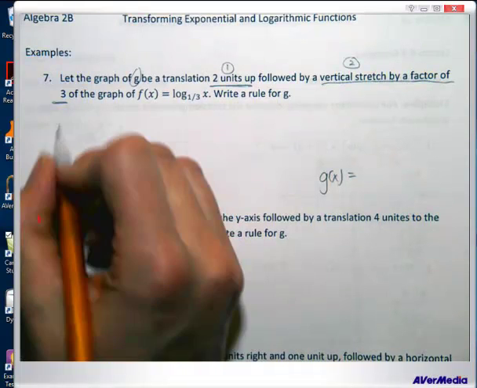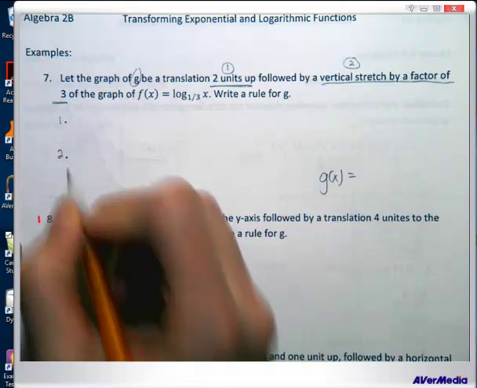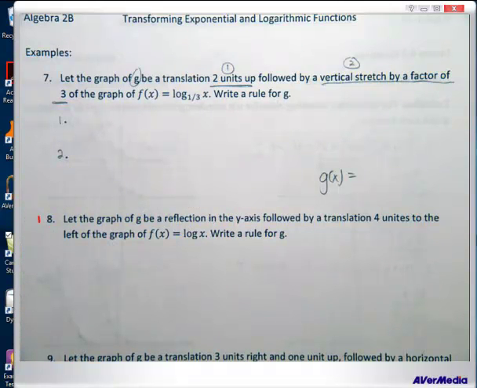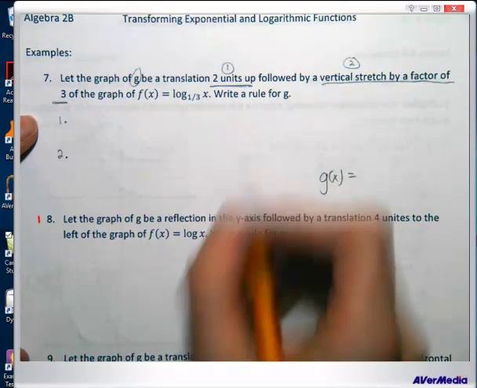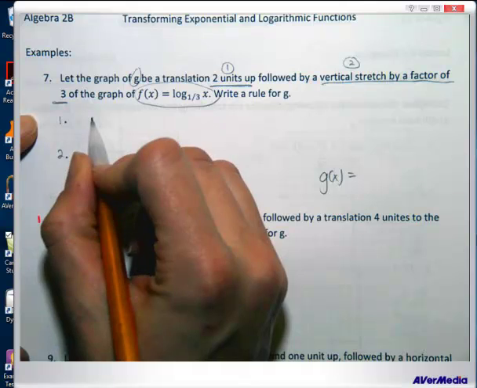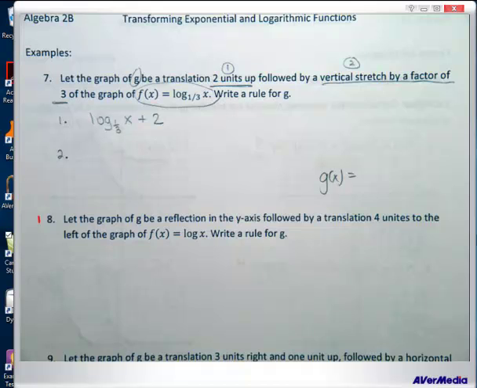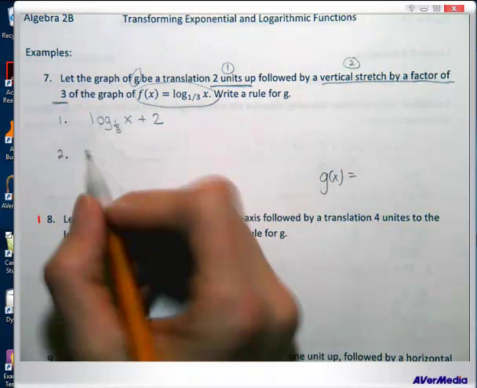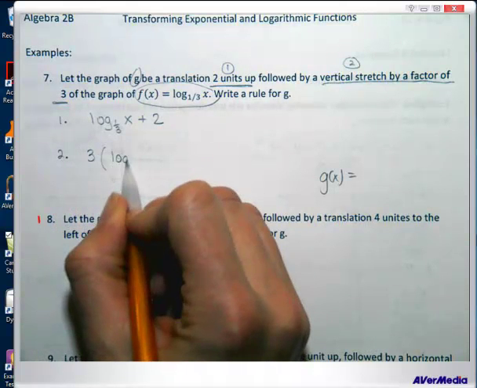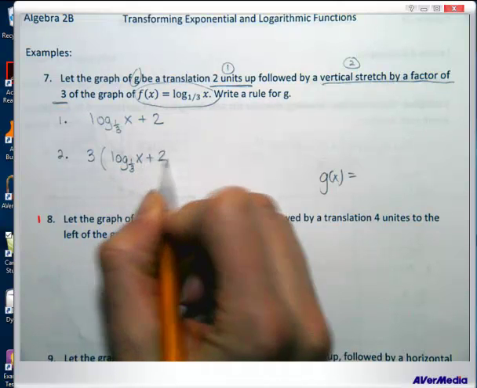So I like to do these in 2 steps. It's not always necessary, but I think then I'm less likely to make mistakes. Step 1, 2 units up. That means I'm going to take the function, which was log base 1/3 of x, and add 2 on the outside. Notice I didn't put parentheses and put the 2 in with the x. The 2 is on the outside of the function. And then a vertical stretch by a factor of 3 means I have to multiply by 3 on the outside of that whole function.